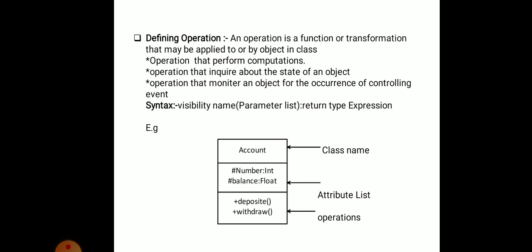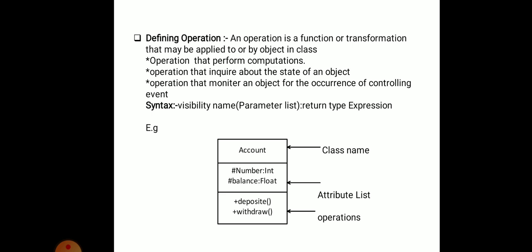Next, defining the operation. An operation is a function or transformation that may be applied to or by an object in a class. Operation means what? They perform any function on that object. Something changes in our system. Okay, operations that perform computation, operations that inquire about the state of an object, operations that monitor an object for the occurrence of a controlling event.